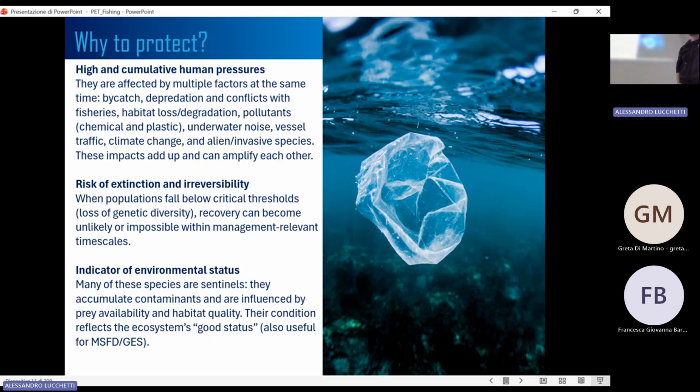We need to protect some certain species because they face several human pressures, because some of them are at risk of extinction, and also because some species are indicators of the good environmental status. That's why they enter the Marine Strategy Framework Directive.